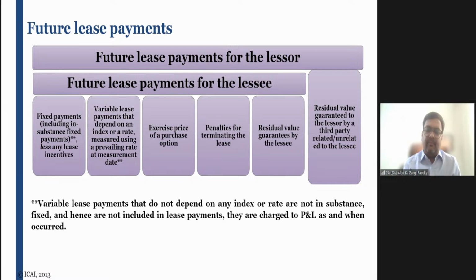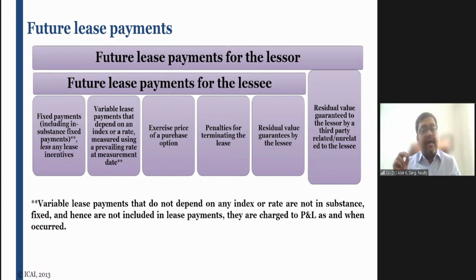So Manoj has to pay me 1 lakh rupees annual rental every year. So what is this? This is a fixed lease payment. Sitting today, I know that Manoj will give me 1 lakh rupees every year, and sitting today, Manoj knows that he has to pay 1 lakh rupees to Mr. Alok every year.